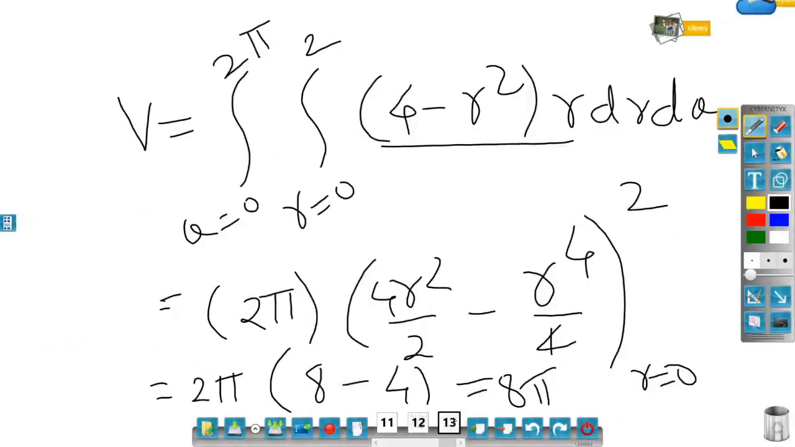So in upcoming lectures we will see the change of variable formula in triple integration. Then we will also see the spherical transformation, cylindrical transformation, and applications of triple integration and double integration in physics and all. Those applications we will study.